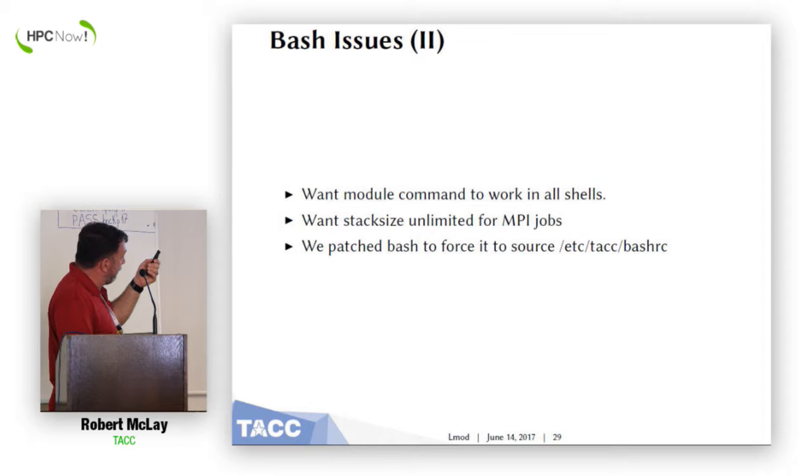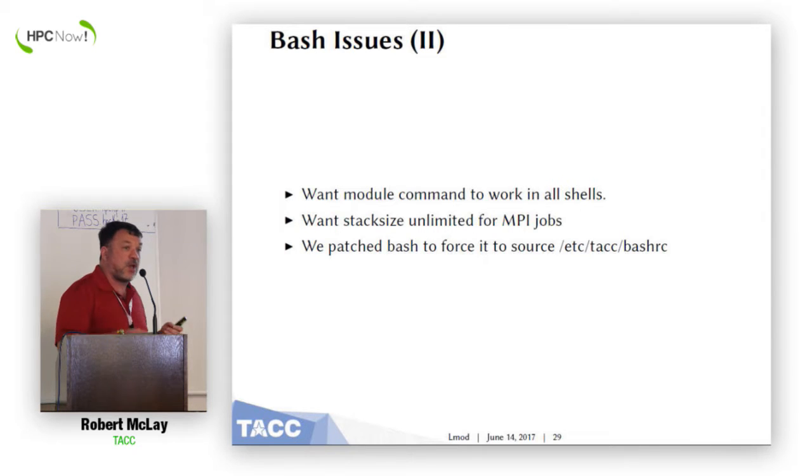The next issue was, for our machine Ranger, the default shell was C shell because we had problems with Fortran 90 users who needed stack size unlimited, and there was no way, since no system file got sourced, and so their jobs would abort. Whereas if they were C shell users, it would work because C shell has a different startup mechanism. And we patch bash to source /etc/TACC bash RC because we want to control the startup behavior rather than getting the system to replace that behavior.